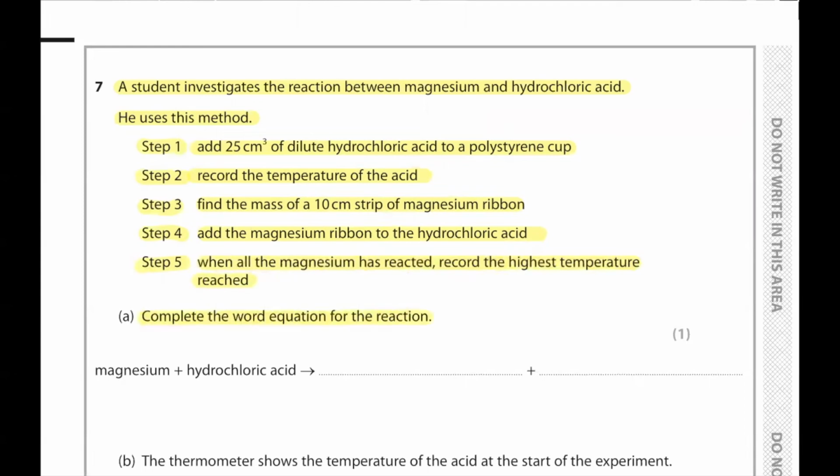Complete the word equation for the reaction. So magnesium plus hydrochloric acid is going to produce magnesium chloride. So we're going to write that down, magnesium chloride. And followed by that, because it's a metal plus acid, it's going to produce salt plus hydrogen. So we're also going to get hydrogen.